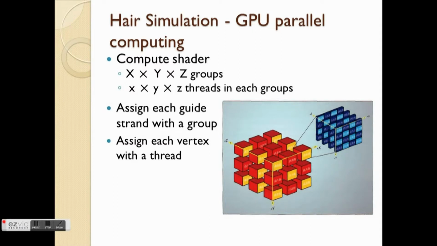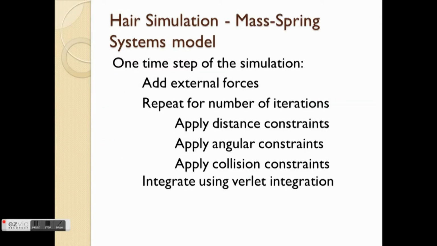As a recall for GPU parallel computing, we have thousands of kernels that can run at the same time. Since we only run hundreds of strings, with a number of vertices on each string, we can assign each guide string a group. Then we assign each vertex on that string a thread. That means we can run all the vertices at the same time. It's parallel computing.